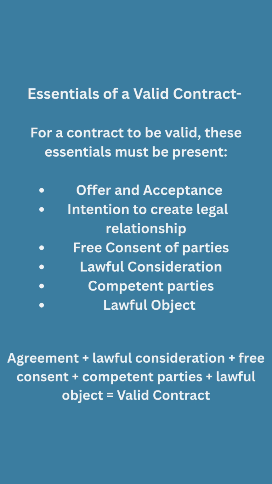Then our last essential is the lawful object. Lawful object means the purpose of the contract. The purpose must be lawful. If the object or the purpose is illegal, immoral, or against public policy, the contract becomes void. Example: an agreement for sale of legal goods is valid, but an agreement for trafficking or illegal trade is void. So, these were the essentials to form a valid contract.